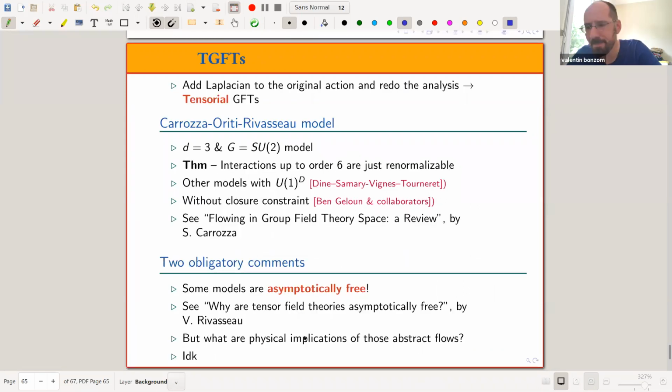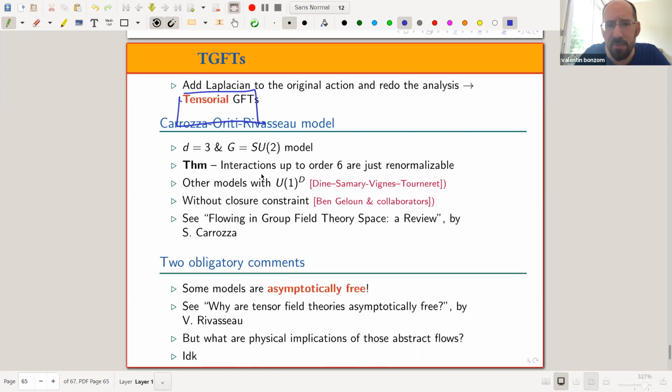So what you have to do, and I'm basically done, this is the last slide and a conclusion. What you have to do is add the counterterms that you need first in the original theory and redo the whole analysis. These kinds of things have been called tensorial group field theory. And there's an interesting model due to Carrozza, Oriti, and Rivasseau in d equals 3 with the group SU(2). So it's very much like the Boulatov model with non-trivial propagators.